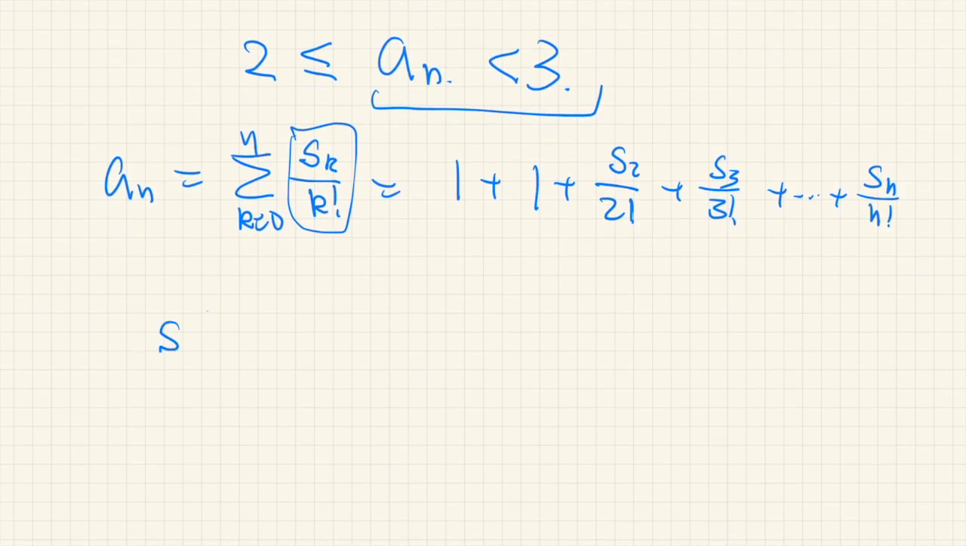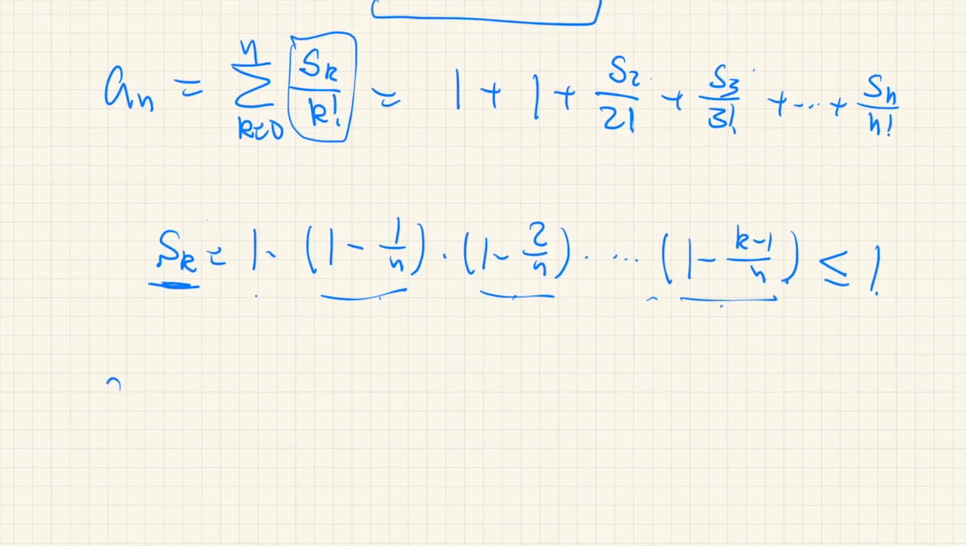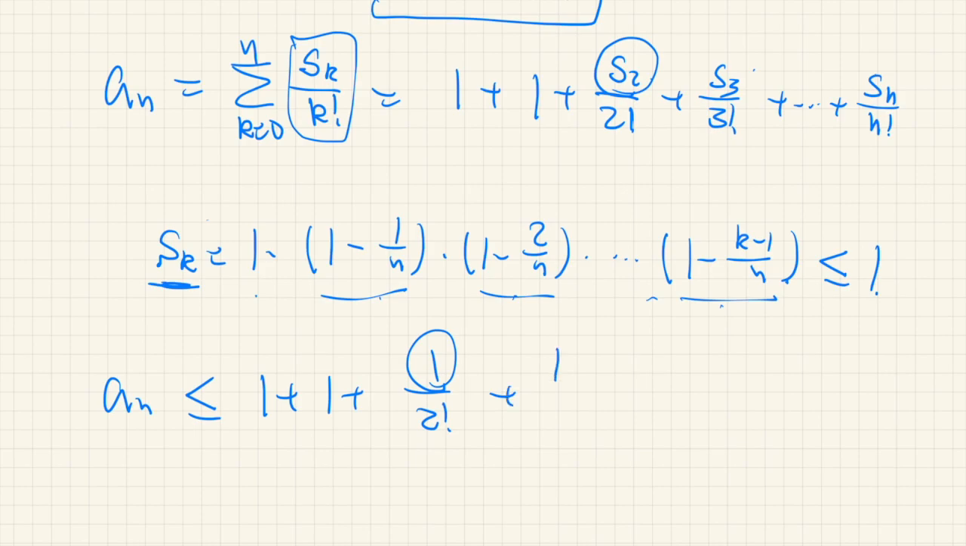Now, recall that each s_k is 1 times (1 minus 1 over n) times (1 minus 2 over n), and so on, up to (1 minus (k minus 1) over n). Each of these factors is less than 1 and positive, so if we multiply all of these factors, the product is less than or equal to 1. So each of these s_k's is less than or equal to 1. That means a_n is less than or equal to 1 plus 1 plus 1 over 2 factorial, so replace this with 1, and 1 over 3 factorial, and so on, up to 1 over n factorial.